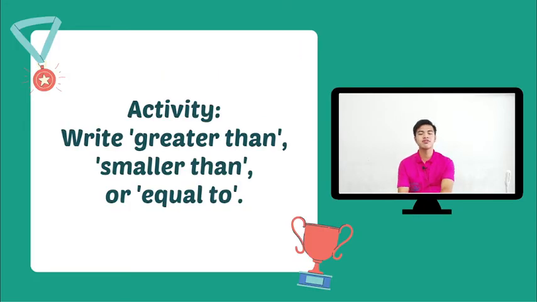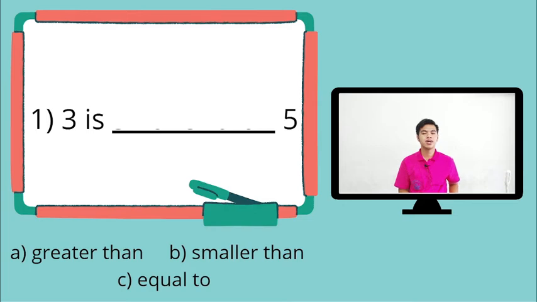So for the activity for this day, we're going to write greater than, smaller than, or equal to. A while ago, we decided if the numbers are equal with each other or unequal with each other. And then we also did smaller than or greater than each other. So now, we are going to combine them. We're going to decide whether the two things or set of things are equal to, or smaller than, or greater than. So number 1, 3 is blank 5.